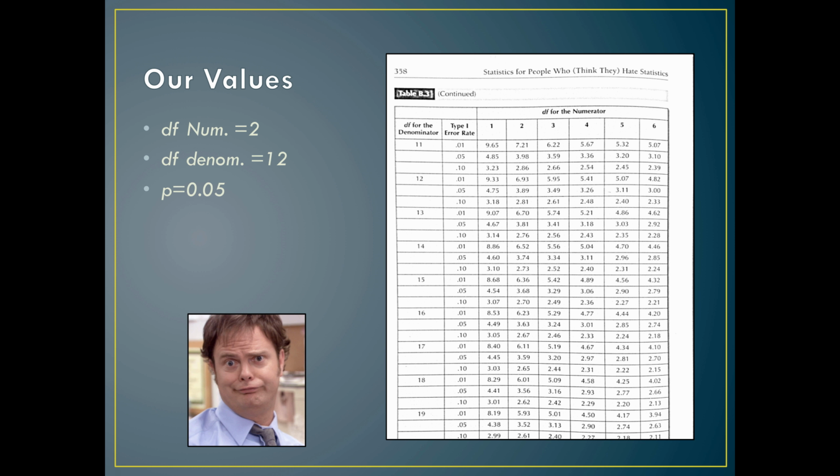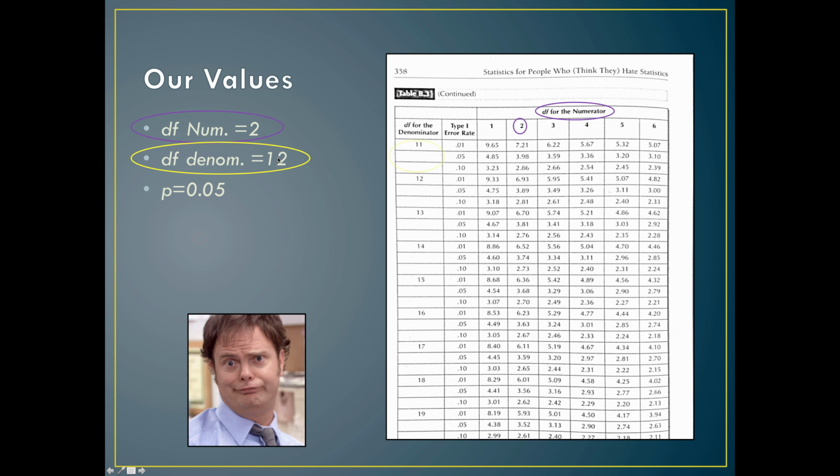So if you remember, we had three groups. Minus 1 leaves us with 2. So your numerator degrees of freedom are 2. Okay, you find it there. Your total n was 15 minus the three groups. That leaves you with 12.